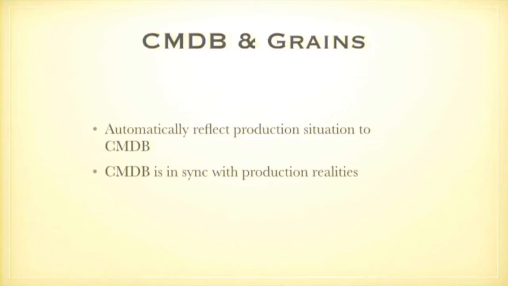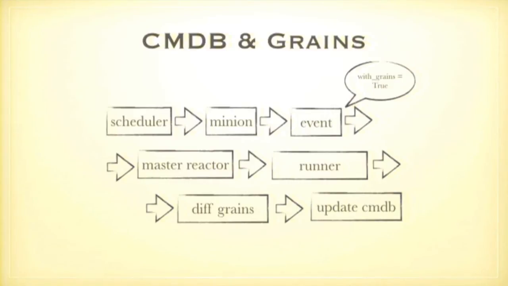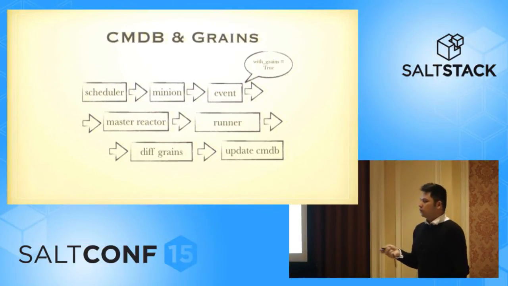CMDB and grains automatically reflect production situation. So essentially what you want to do is, let's say somebody removed a cable and plugged it into another port on a switch, right? Now your CMDB, if the DC engineer goes and writes it, it will be there. But if he forgets to write it, well, now your CMDB is out of sync. So you should not rely on human beings to keep doing this. So what you do is, you essentially query the data from the live environment and push it back into the CMDB.